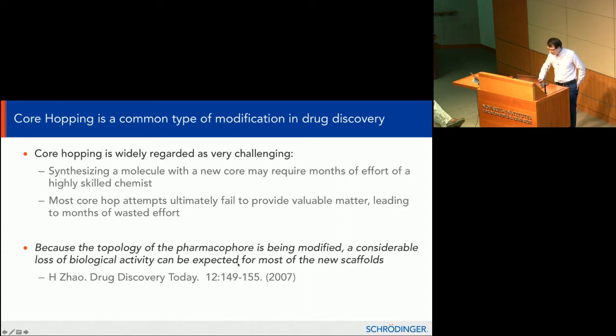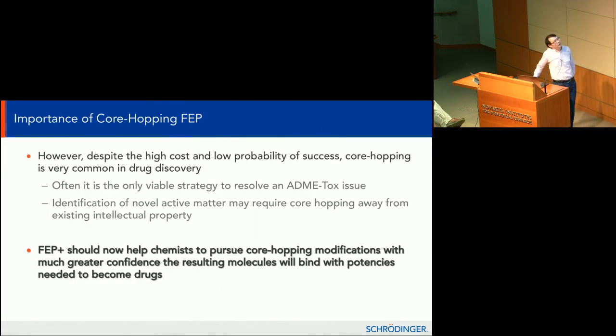And because the pharmacophore is changed, the majority of core hopping attempts fail to deliver any valuable matter to the project because most often it's not potent enough. But even so, core hopping is often attempted in discovery projects because very often it is the only viable strategy to address a particular ADMET toxicity issue. Also, the lower IP generated by core hopping makes it even more attractive. So if we can do accurate FEP calculations for core hopping modifications, then we can enable the chemist to pursue core hopping attempts with confidence that the resulting molecule will be potent for the project going forward.